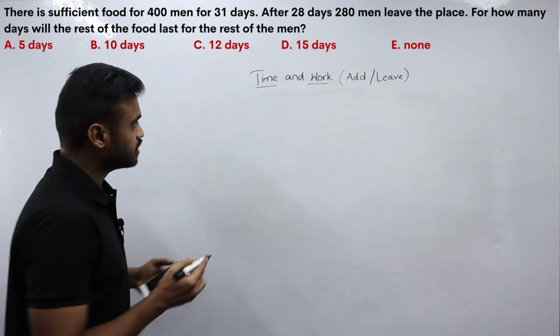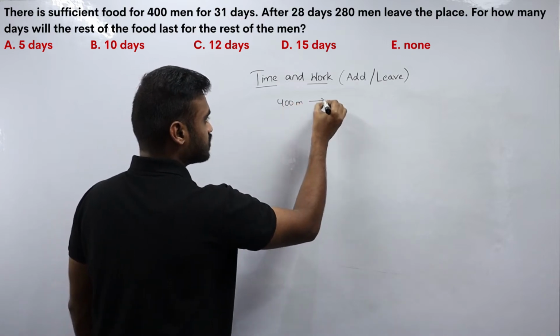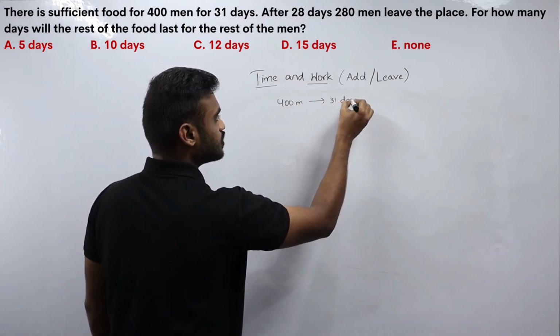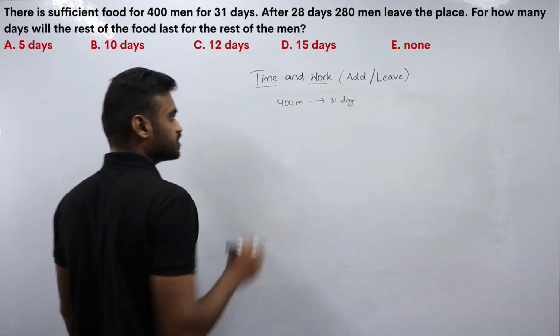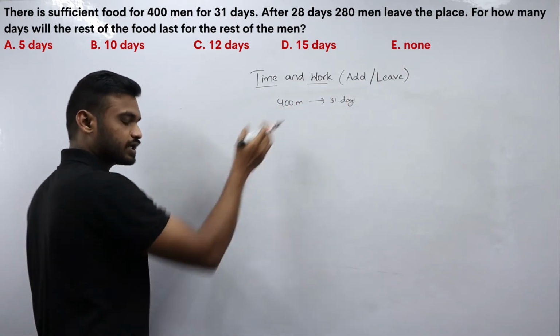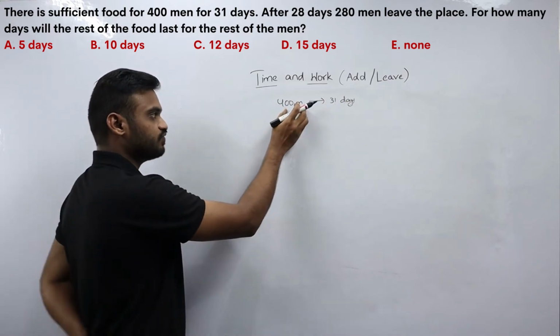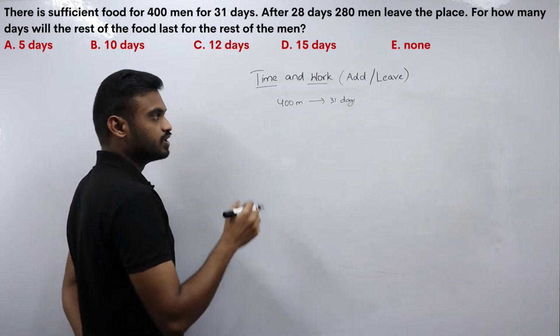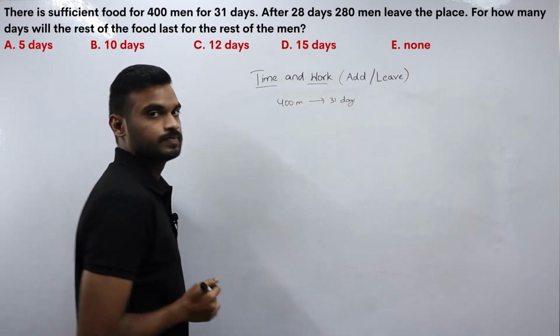So they are saying that there is sufficient food for 400 men for 31 days. In the sense, 400 men can complete all the food in 31 days, right?